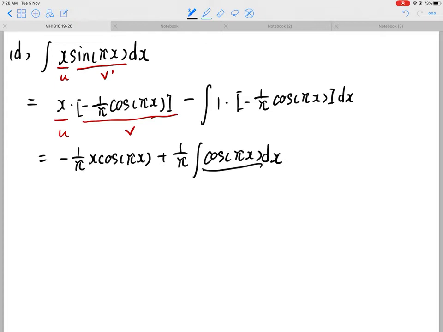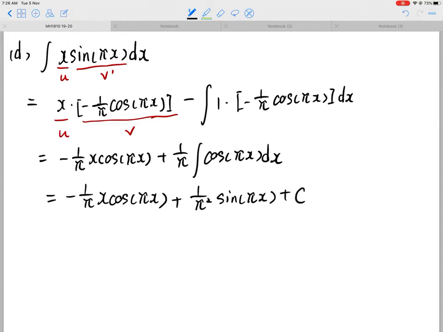Right, so for this part it's easy to integrate. It should be sine pi x divided by pi, right? And don't forget to plus c.